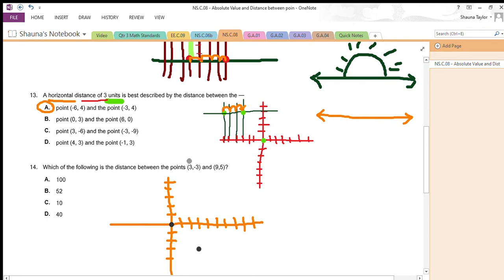There. So that's this first one right here. Now let's go 9 and 5. So 1, 2, 3, 4, 5, 6, 7, 8, 9. Now I've got to go up 5. 1, 2, 3, 4, 5. All right, there. Okay, so they want us to find the distance.